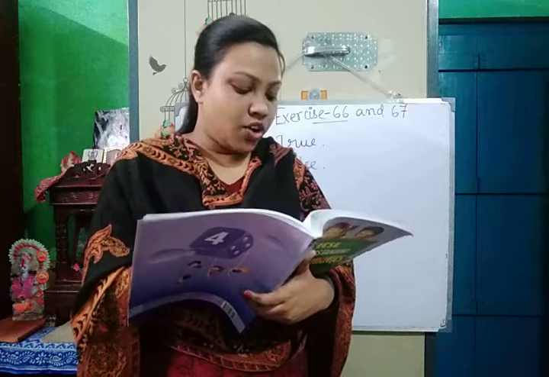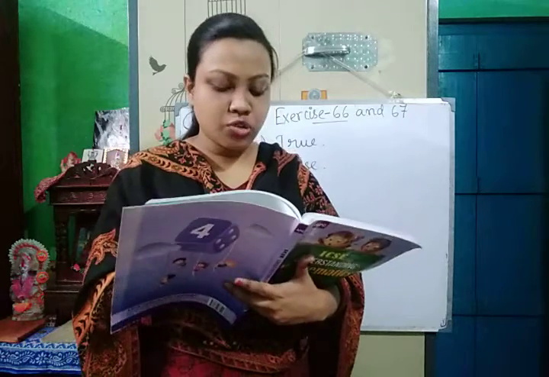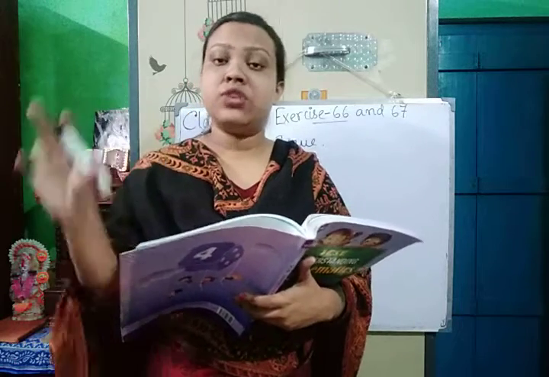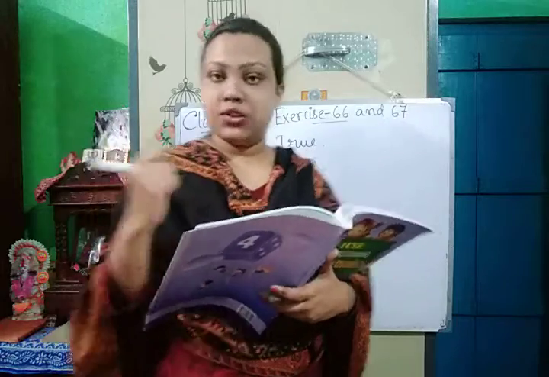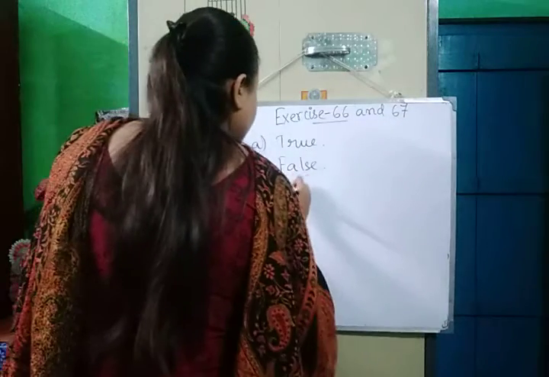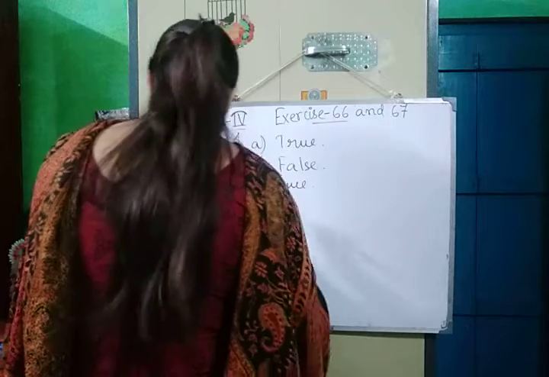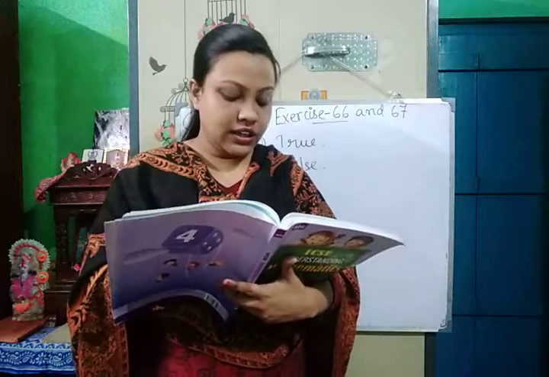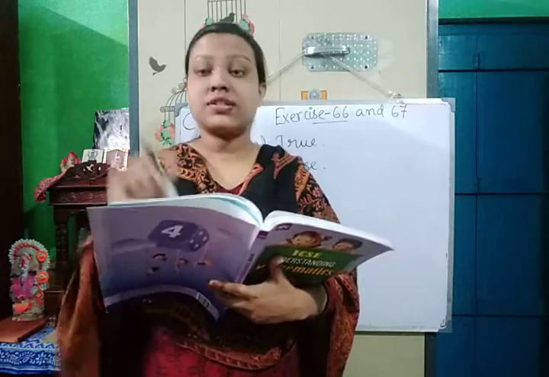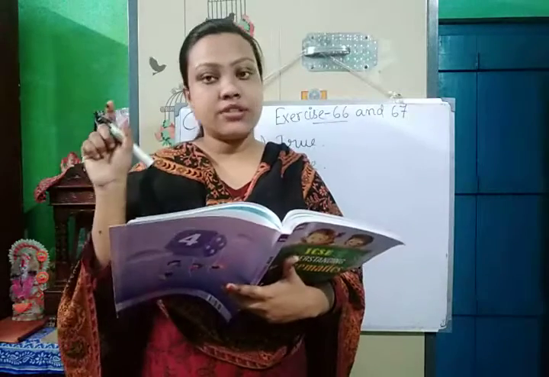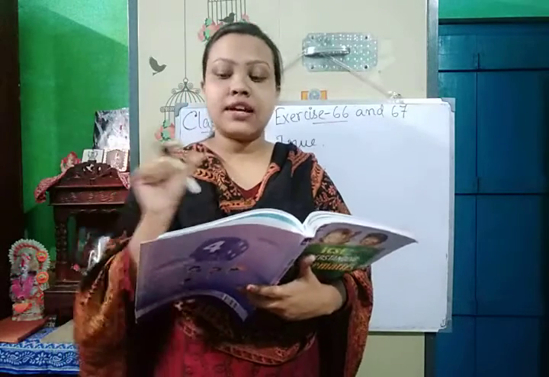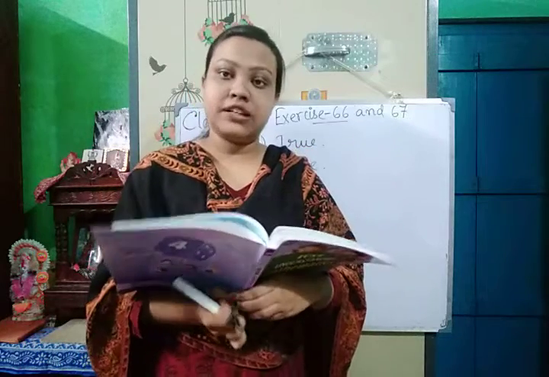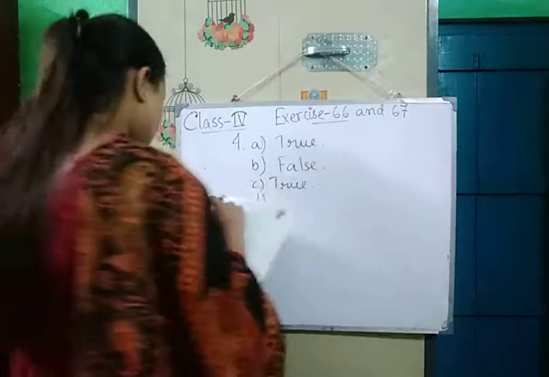Next one: two lines formed by two perpendicular segments are also perpendicular. Yes, that is true. So that is a true statement. Next: two segments in a plane are either parallel or perpendicular. Here it is asked about two segments, not two lines, so it's a false statement. Lines are either perpendicular or parallel in a plane, but not segments. So it's a false statement.